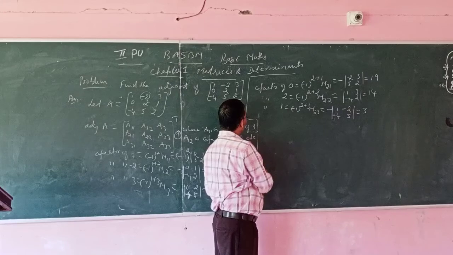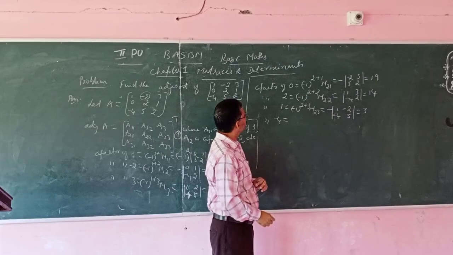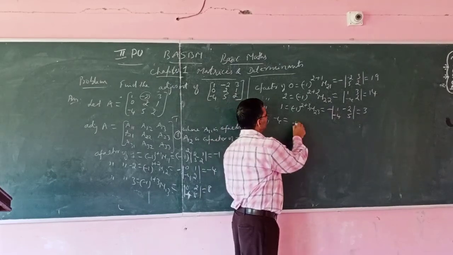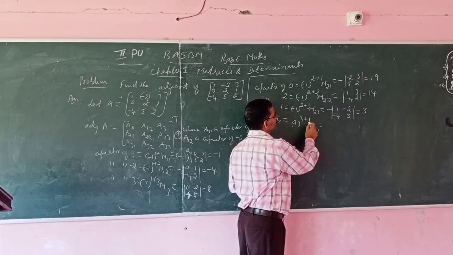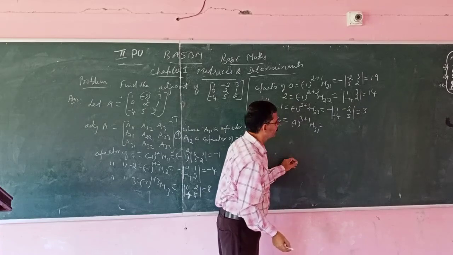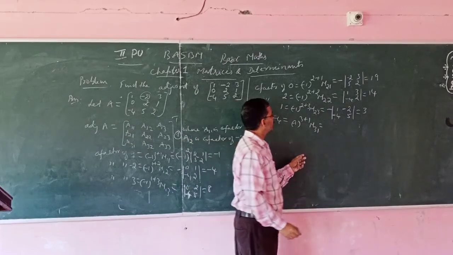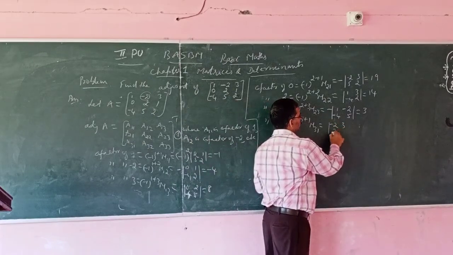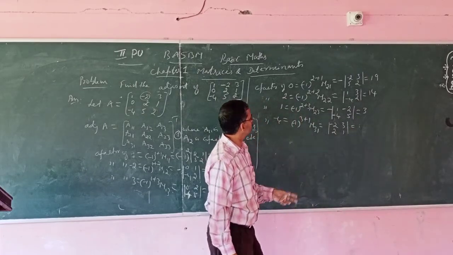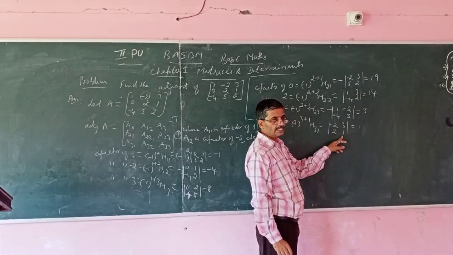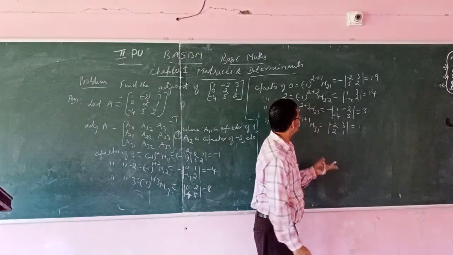Next one, cofactor of the next number, minus 4. Cofactor of minus 4 equal to minus 1 to the power 3 plus 1, third row first column, m31. This is plus sign. What is m31? So remaining is minus 2 3, 2 1. This is plus sign. So minus 2 minus 6, that is minus 8.